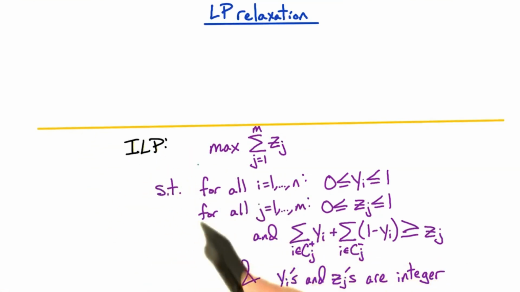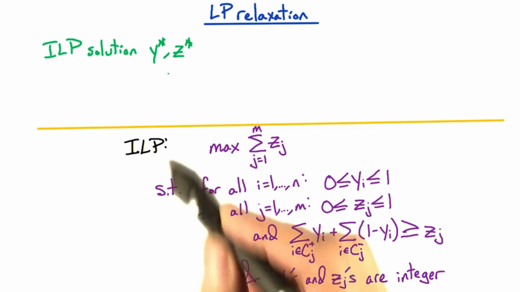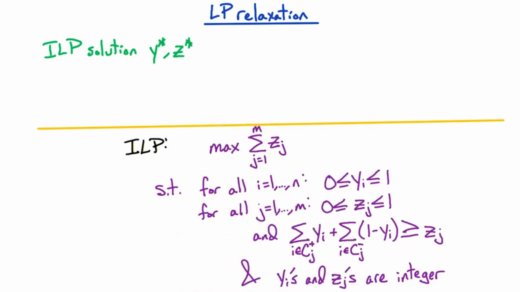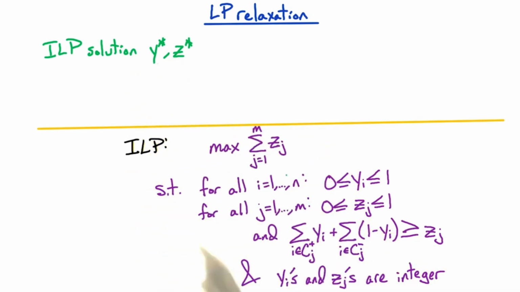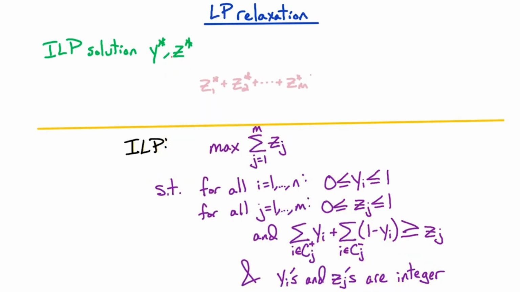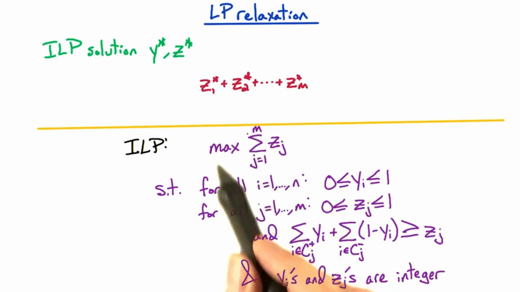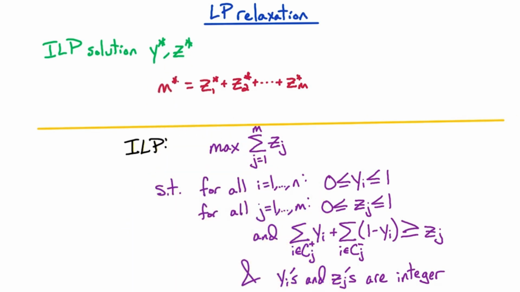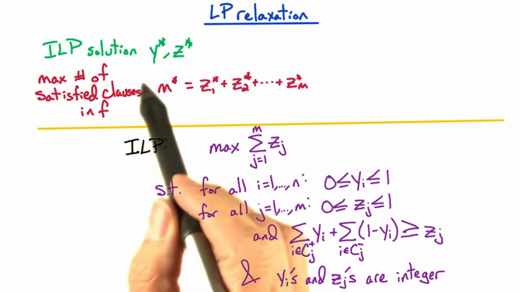Take this ILP, this integer linear program that we just defined, and consider an optimal point for this ILP. Of course, we don't know how to find this optimal point in polynomial time, and we're not in fact finding it. We're just considering this optimal point for the purposes of the proof. So let y star and z star denote the optimal point for this ILP. Now what's the value of the objective function at the optimal point? Well, the value of the objective function is simply the sum of the z stars. What do we know about the value of the objective function at this optimal point? Well, it equals m star. What is m star? M star is the maximum number of satisfied clauses in the original formula f. M star is what we're trying to find.